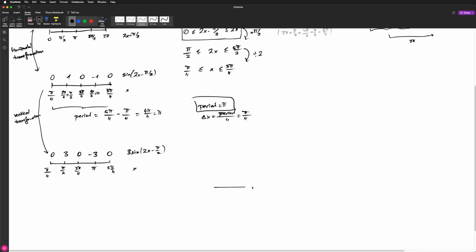And so I can start drawing the graph. My period starts at pi over 4, the fundamental period. And then 1, 2, 3, 4 more marks. 5 pi over 4 is where it ends. And I mark 0, 3, 0, negative 3, and back to 5 pi over 4. And this is the graph I end up having for one period.